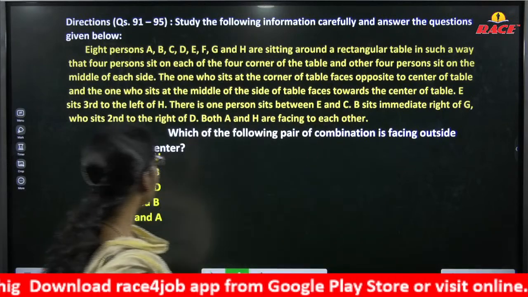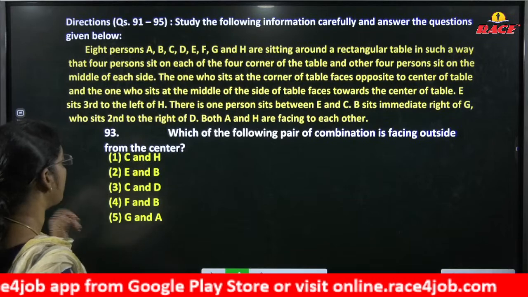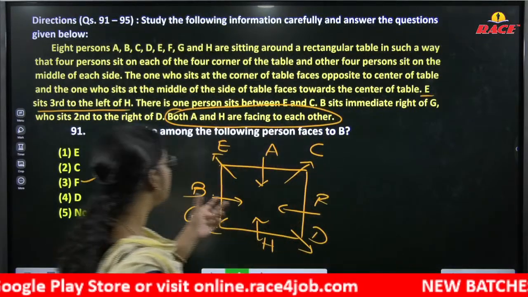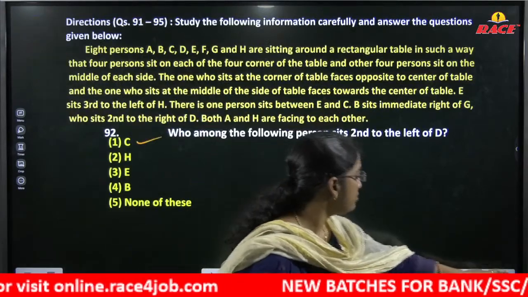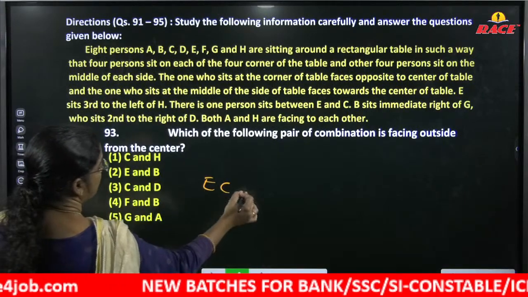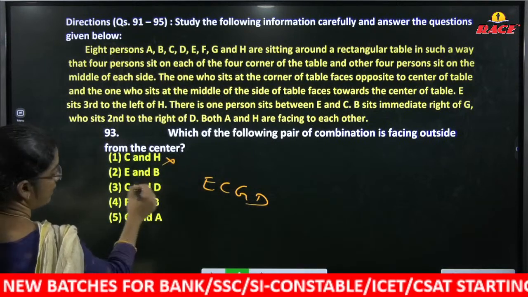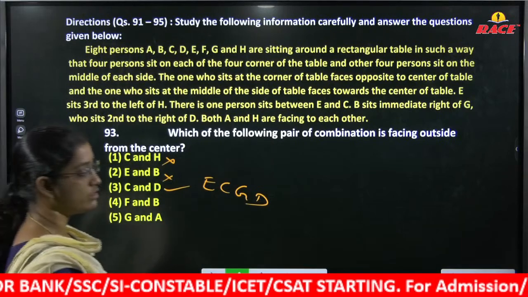Then, which of the following pairs of combination is facing outside from the center? Outside from the center. So just observe the outside persons. That means E, C, G, D. Okay, ECGD. CH no, EB no, CD yes, CD are there. So the answer is option 3.